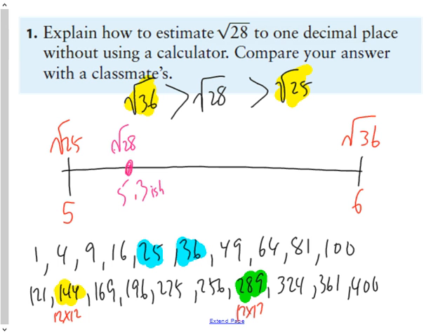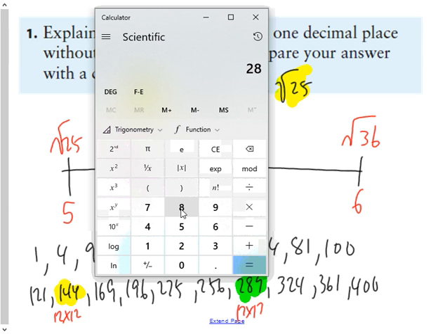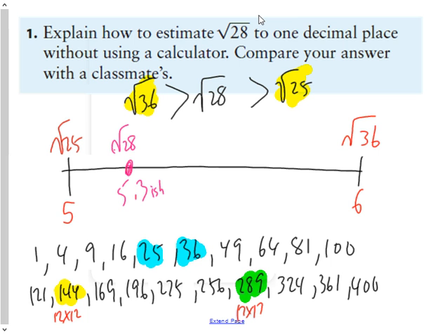Just to double check, I'm going to take my calculator and ask what is the square root of that, and it is 5.3. So I was able to get the square root of 28 without using a calculator and simply making a number line and placing it between two perfect squares that I do know.